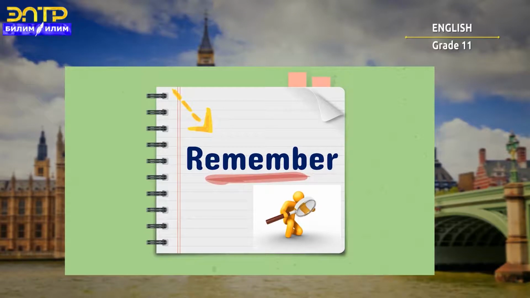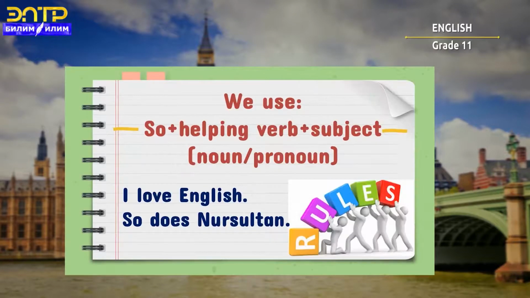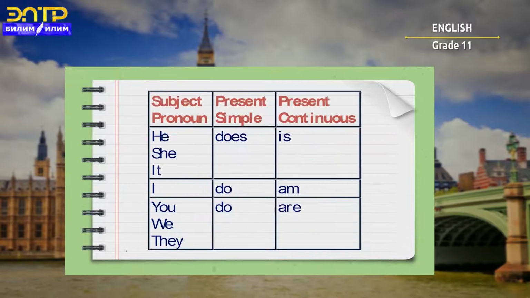Remember, how can we form an agreement with positive sentences? As we can see in the previous examples, we use so plus the helping verb and the subject, whether it is a noun or pronoun. For example, I love English, so does Nursultan. Now, dear students, let me remind you of some of the helping verbs with some tenses.